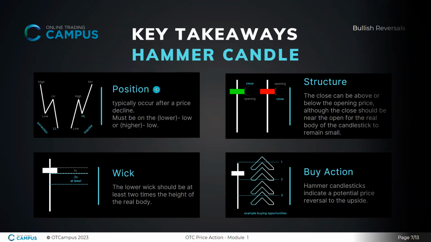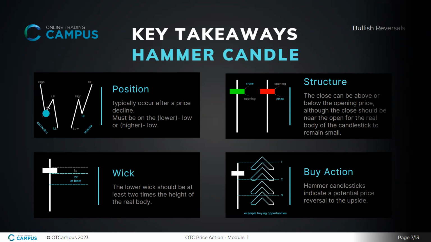The first point is the position, right? Here, this is a downtrend, and here we have an uptrend. It typically occurs after a price decline, and must be on the lower low or higher low. That means it is not possible to trade the hammer candle in the middle of nowhere. That's not possible. We need a clear position. We have 2 positions for the hammer candle that make sense to trade. Again, it is only a bullish reversal.